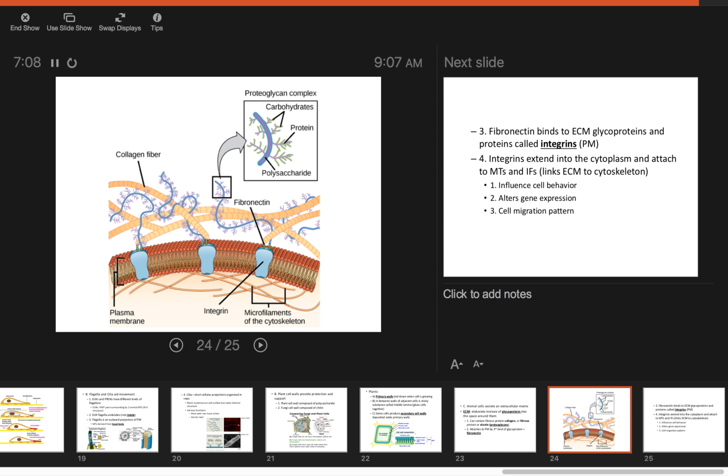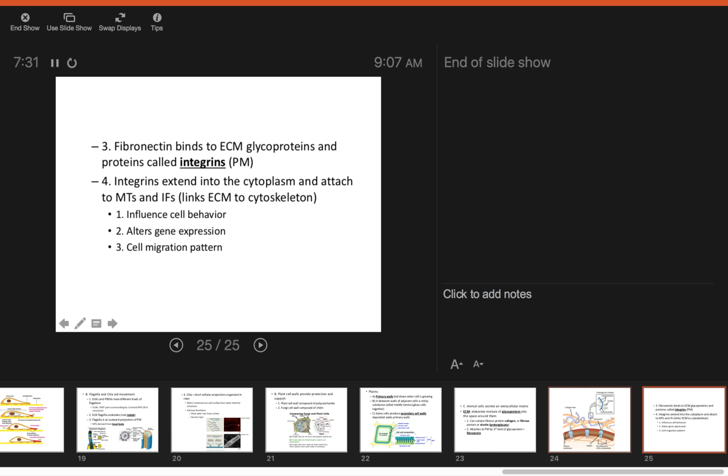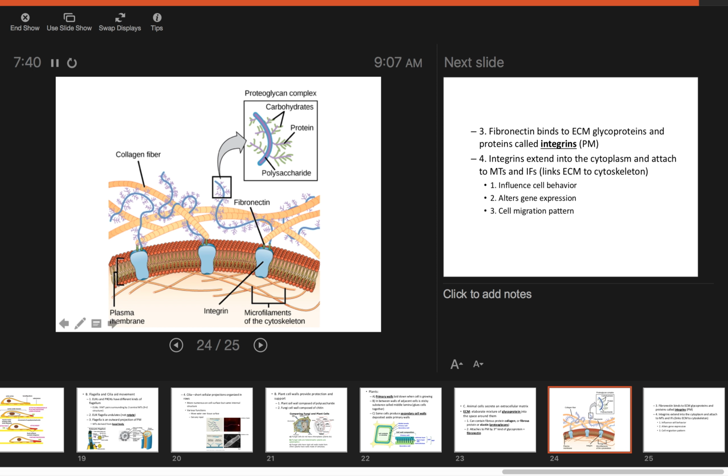And then they break down the ECM right here, and they show you, okay, we got some carbs bonded to some proteins. Here's a big polysaccharide fiber. So it's a very complex structure outside. And the purpose of it is to maybe latch on to other cells, maybe to help communicate with other cells. So fibronectin binds to the ECM glycoproteins, and those proteins are called the integrins. So if I go back, this is the integrin, the proteins that are embedded into the plasma membrane that help the ECM attach to the cell. Lots of vocab.